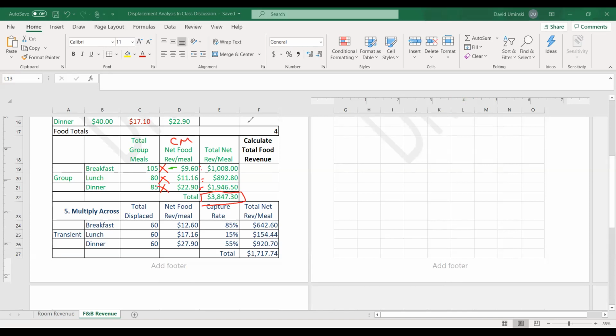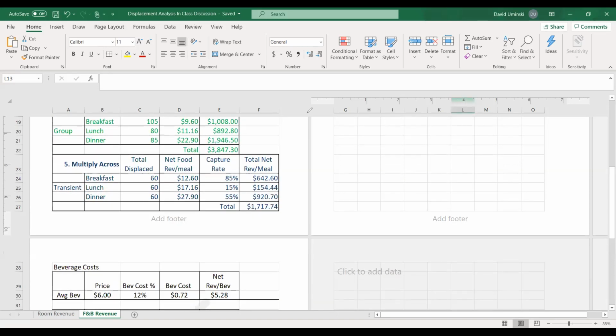The one thing that we're going to add to the transient is what? What do we add to the transient that we don't add on the group? The capture rate. Good, that capture rate. But remember, you can just simply multiply right across and you get that total amount. And we do the capture rate because we know that's the percentage of our transient guests that's going to do that particular meal. Correct.